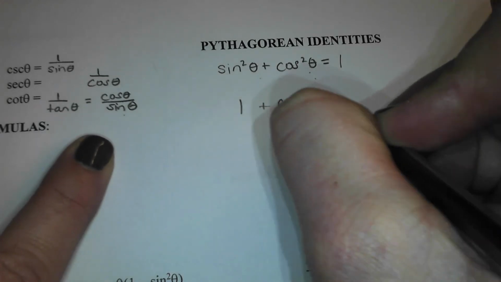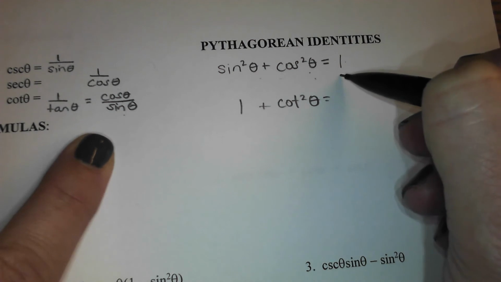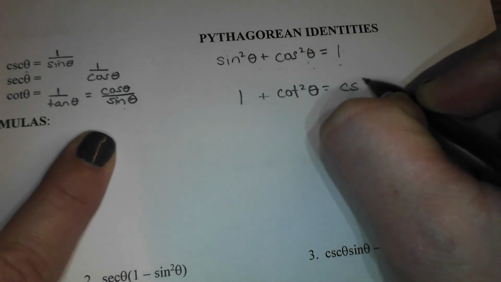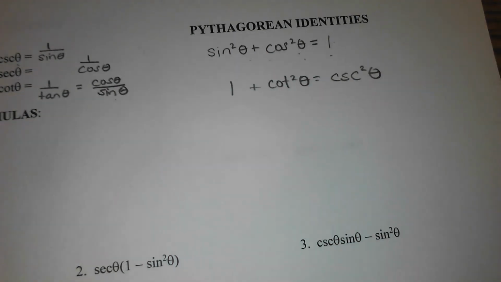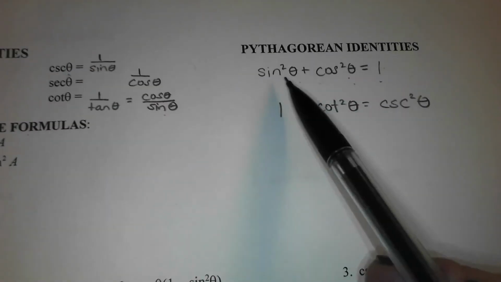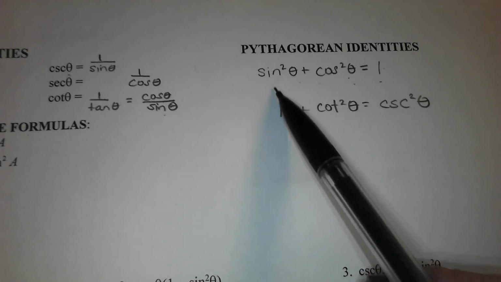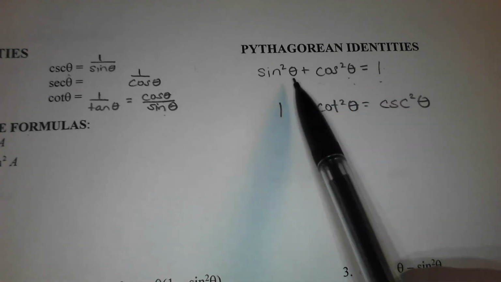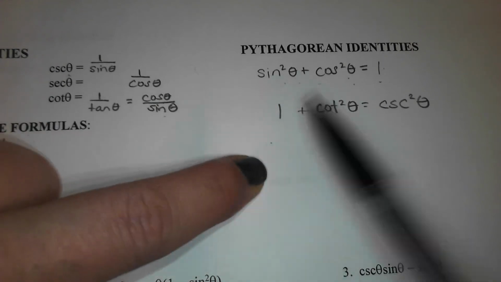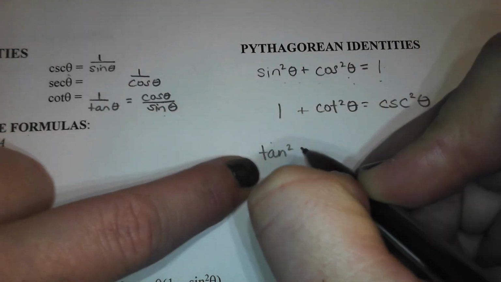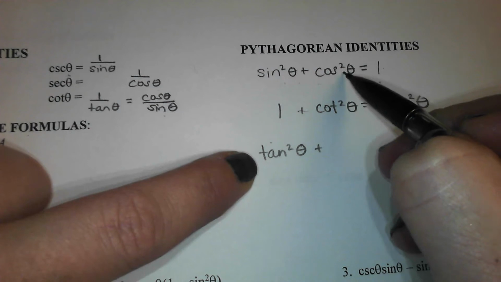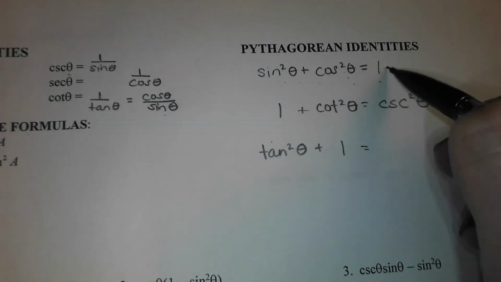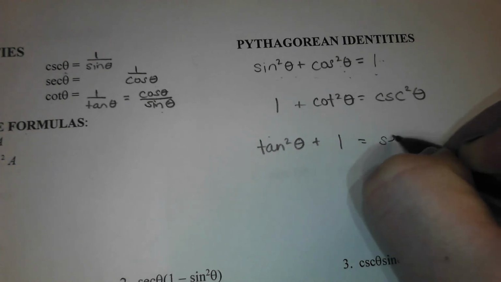Cotangent. And what is 1 divided by sine squared? 1 over sine is cosecant squared. So that's the second one. And the third one is still taking that original, and rather than dividing everything by sine squared, dividing instead everything by cosine squared. So what is sine squared divided by cosine squared? Tangent squared. What is cosine squared divided by cosine squared? 1. And then 1 divided by cosine squared is secant squared.